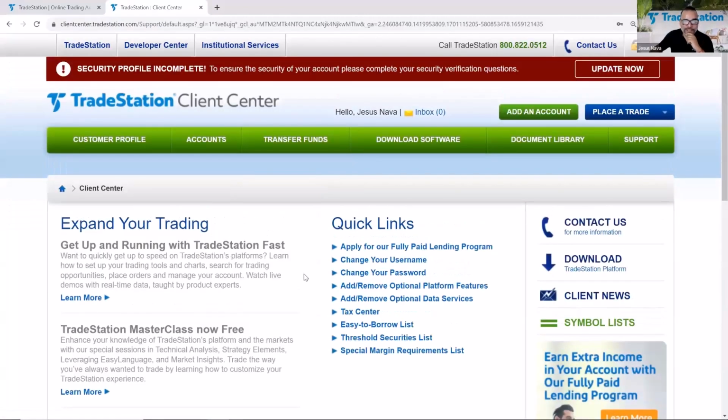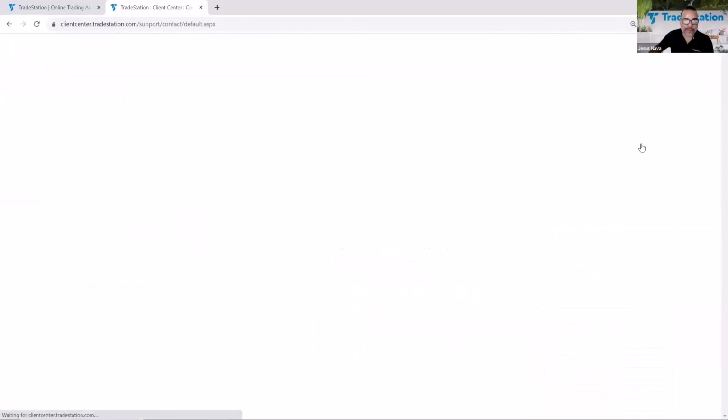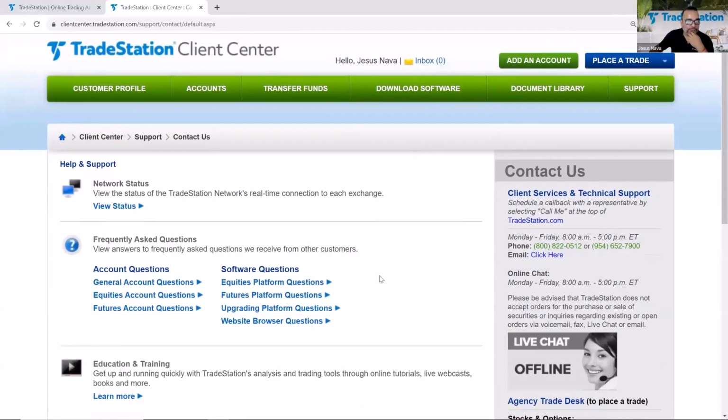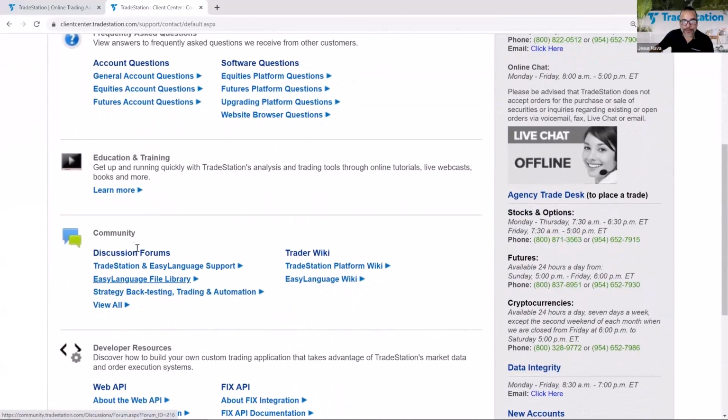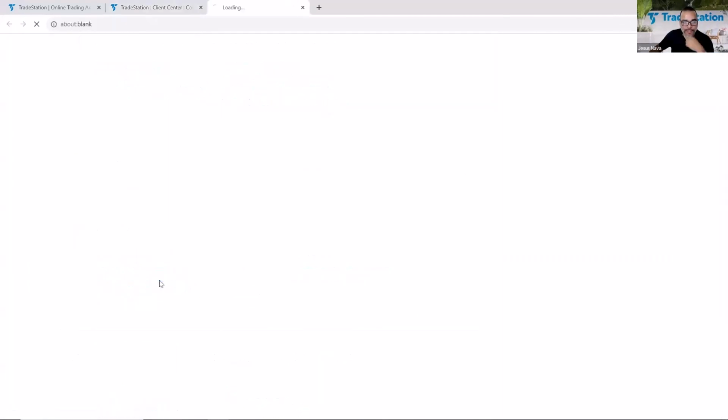All right, so this is the TradeStation Client Center. We have to go to the Support tab here on the right-hand side. That's where the Easy Language library is. We scroll towards the bottom, and here it is, Easy Language File Library under the Community section. I'm going to click there.